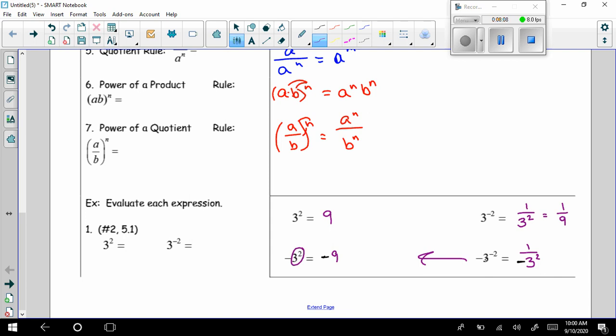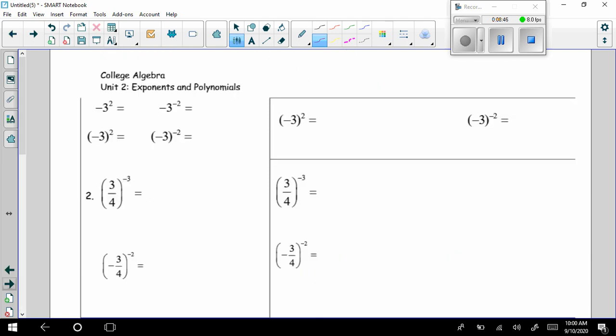All right, now because this negative is outside, we're just going to take that 3 squared. The negative doesn't get squared. And so we end up with 1 over negative 9, or negative 1/9. And I always move my negative from the bottom either to the top or into the front. It doesn't matter. But take it out of the bottom of your fraction, please.